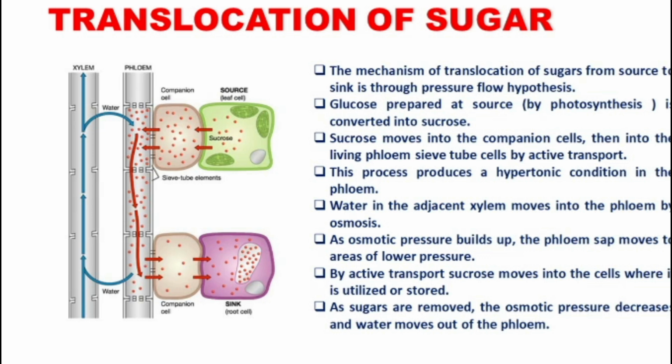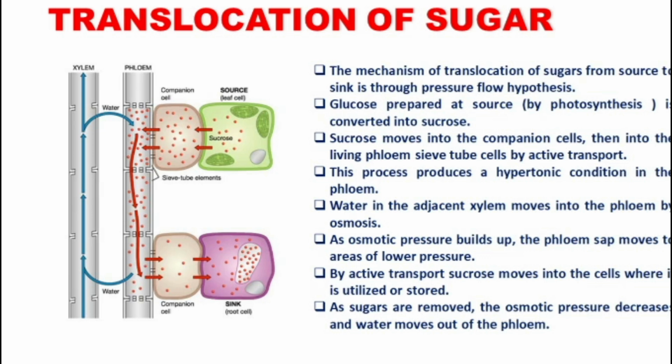Glucose prepared at source by photosynthesis is converted into sucrose. This sucrose moves into the companion cells which are present nearby the phloem, then into the living phloem sieve tube cells by active transport. Active transport means for this movement of molecules, it requires ATP energy. This process produces a hypertonic condition in the phloem. Then water in the adjacent xylem moves into the phloem by osmosis.